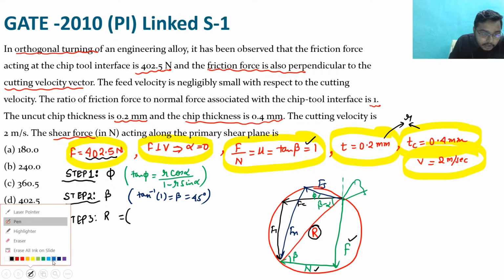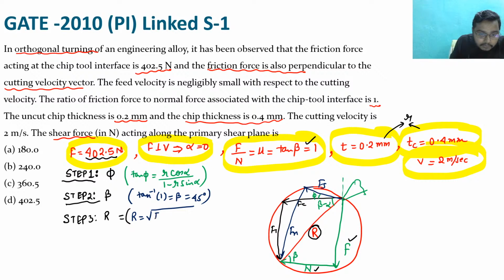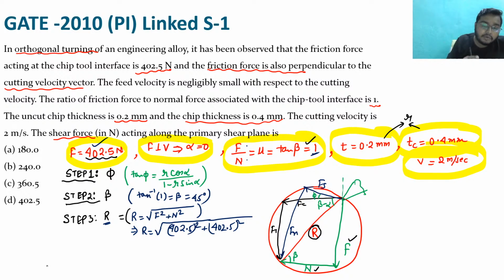Very simple. R would be equal to the square root of F square plus N square. And this is nothing but R is 402.5 whole square plus 402.5 whole square. So from here you can find the value of R, because both are equal. F is equal to N, so the value of F is given, the same value would be of N.